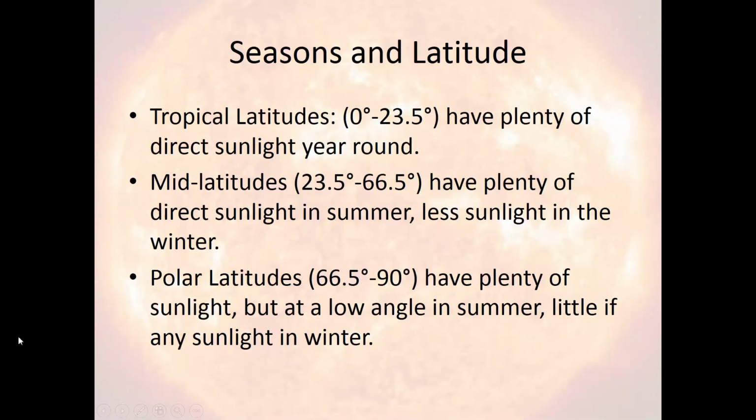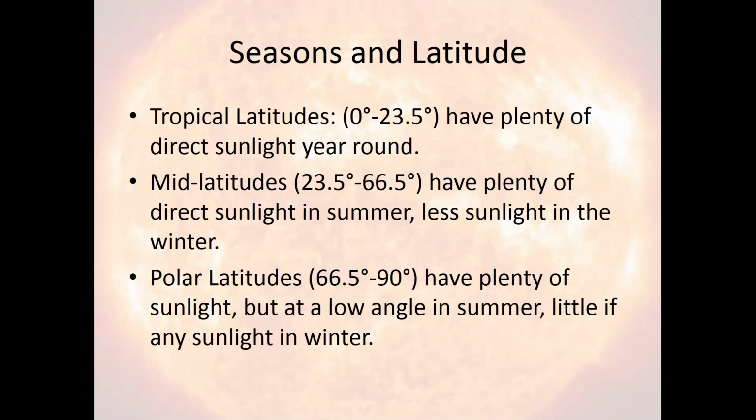In the mid-latitudes, that's between 23.5 degrees and 66.5 degrees, you get some pretty noticeable variation from summer to winter. Plenty of sunlight in summer, less sunlight and more indirect sunlight in the wintertime. As a result, summers are pretty warm, winters are pretty cold. And so you can get a pretty noticeable difference.